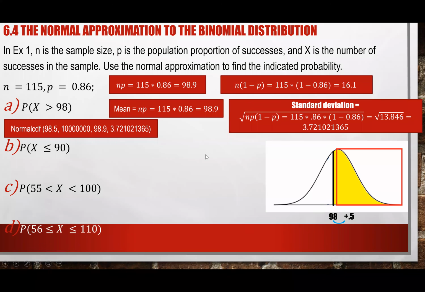In 6.4, your endpoint will always be off by 0.5 because you always have to adjust them by adding 0.5 or subtracting 0.5, okay? And then again, this keeps going, so it's gone humongously big, which, in this case, I put 10 million. My mean, 98.9. My standard deviation, 3.721021365.